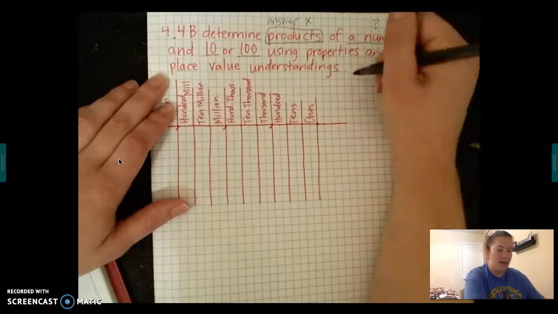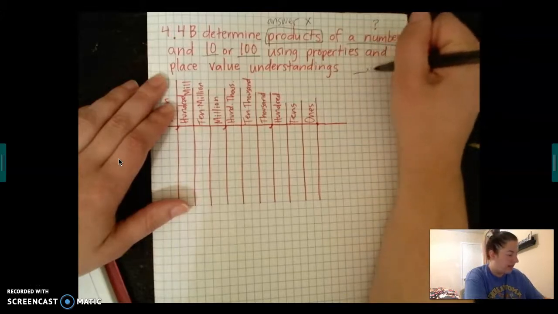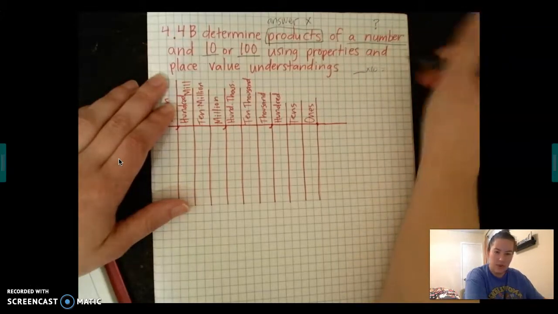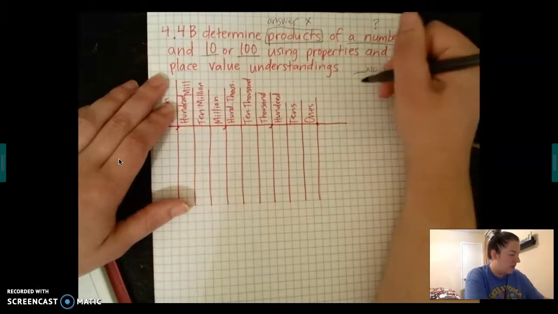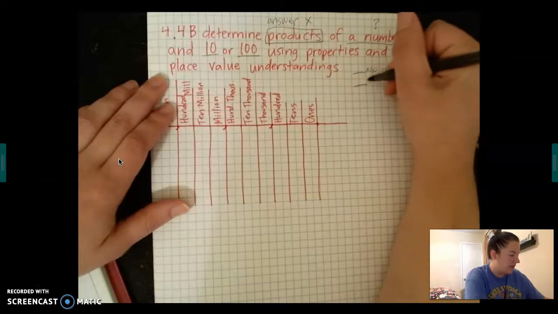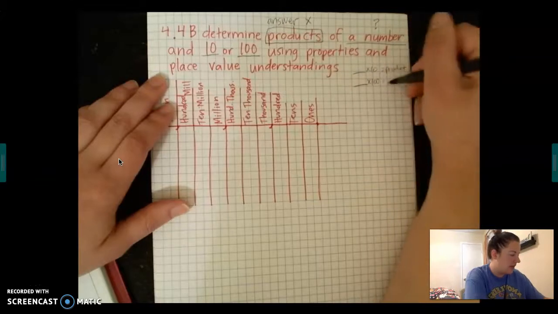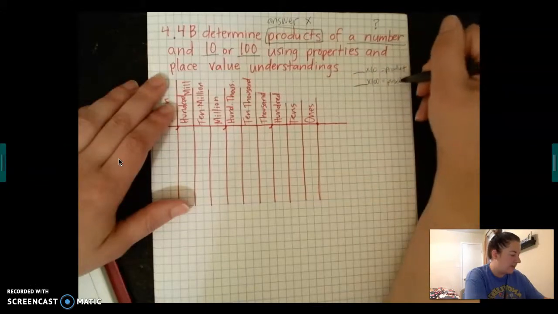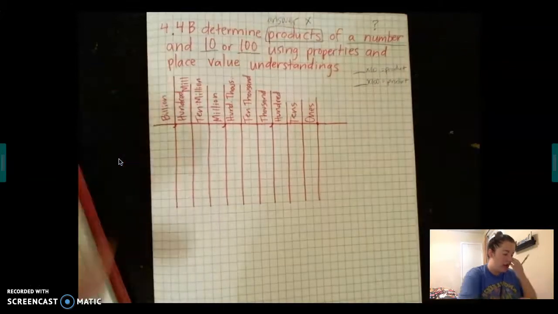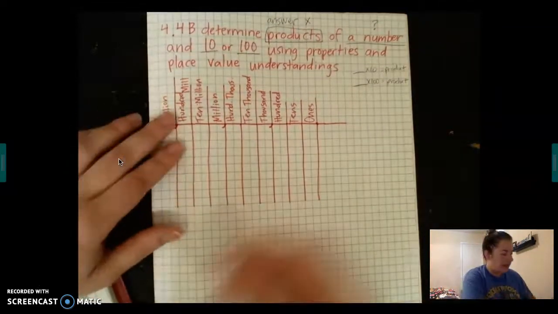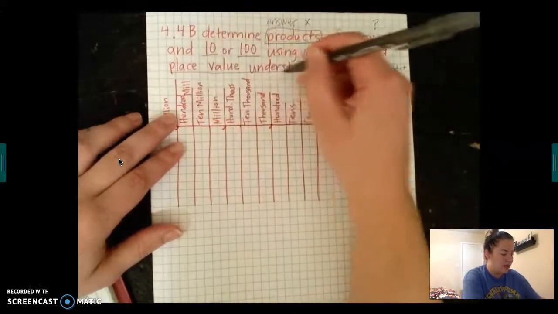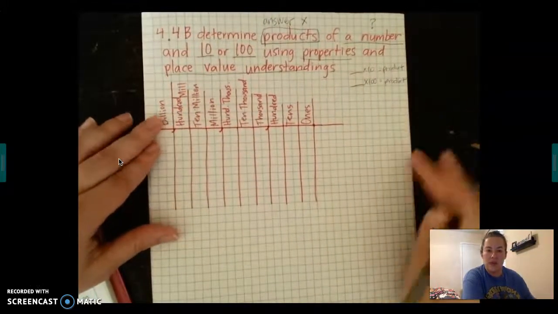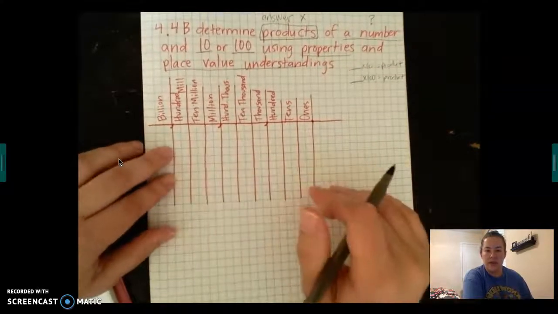So it could be like blank times 10 equals, we'll find the product. Or we'll be solving any number times 100, and then we'll be finding the product. And we're going to do that using properties of multiplication and our understanding of place value. So we're going to start here with our understanding of place value.